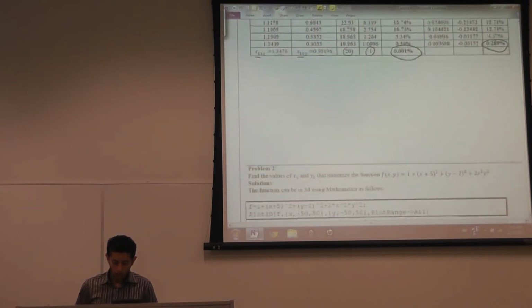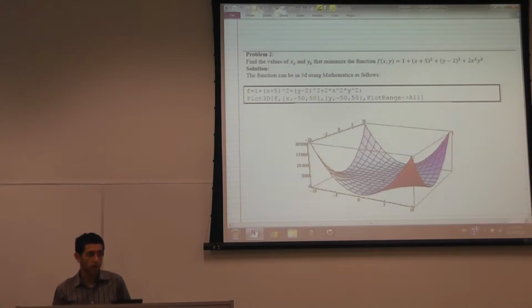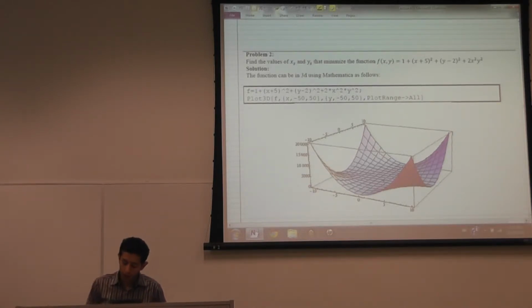In the next problem, the purpose of this problem is to understand what the problems in structural mechanics look like. In structural mechanics, the problems usually involve a minimization of a function.